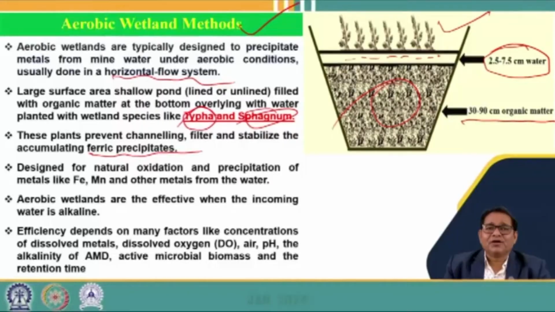These aerobic wetlands are especially effective when the incoming water is mostly alkaline. The efficiency of this treatment system mostly depends upon the concentration of dissolved metals, dissolved oxygen, pH, and the alkalinity of the acid mine drainage, active microbial biomass, and the retention time. So there are many factors which affect the efficiency of the aerobic wetland system for treatment of acid mine drainage and also for alkaline mine water.